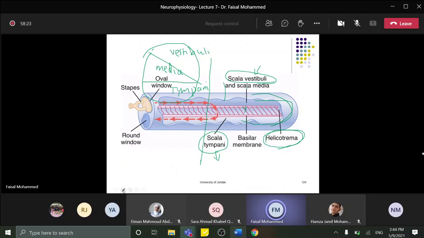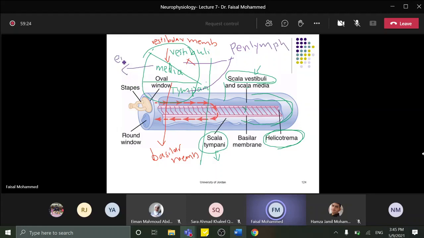What separates these scalae from each other are membranes. Here is called the vestibular membrane. It separates the scala media from the scala vestibuli. What separates the scala media from the scala tympani is the basilar membrane. This is a very important membrane. What is found in the scala vestibuli and scala tympani is a fluid. The fluid here and the fluid here is called perilymph, which is like extracellular fluid. And here it is endolymph, like the intracellular fluid.